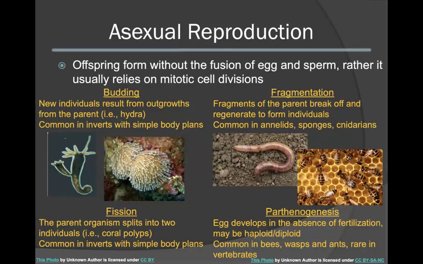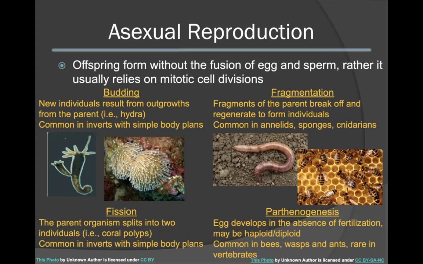Asexual reproduction produces offspring without the fusion of the egg and the sperm. Rather, it usually relies on mitotic cell division to form the offspring. This can result from many mechanisms, such as budding, fragmentation, fission, and parthenogenesis. In budding, new individuals or offspring result from outgrowths from the parent. This is very common in invertebrates with simple body plans like the hydra.